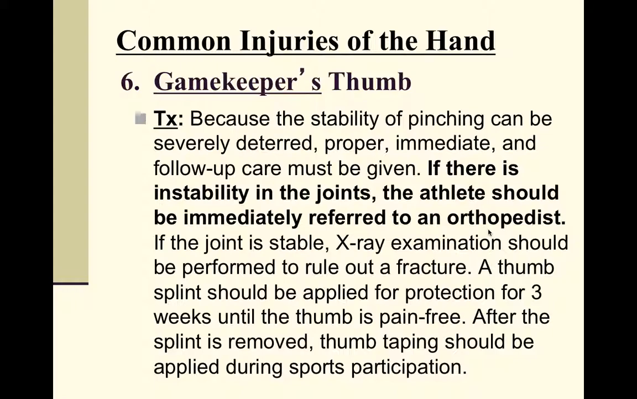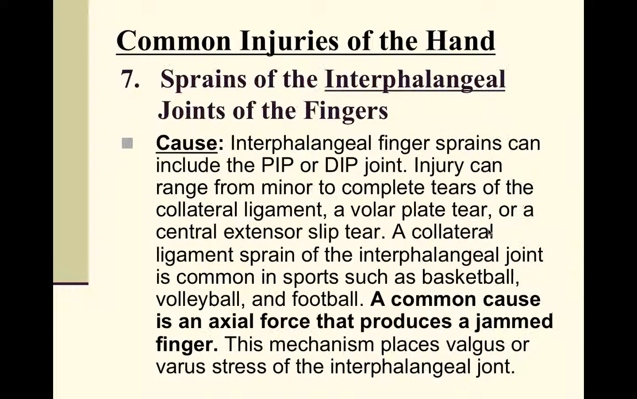Treatment-wise, if there's any instability, they're going to have surgery. There may be a fracture associated, so you want to check on that. But pretty much, you're putting them in a splint for about 3 weeks, and then after that, you can work on some thumb exercises to try and stabilize it. But this is one you don't want to miss, because if they have instability and it stays there, they're going to have long-term issues.